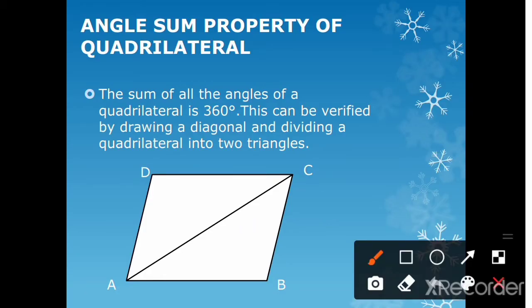Next is the angle sum property of a quadrilateral. The sum of all angles of a quadrilateral is 360 degrees. This can be verified by drawing a diagonal and dividing the quadrilateral into two triangles. How do we verify the angle sum property? It means that in a quadrilateral the sum of all interior angles is 360.